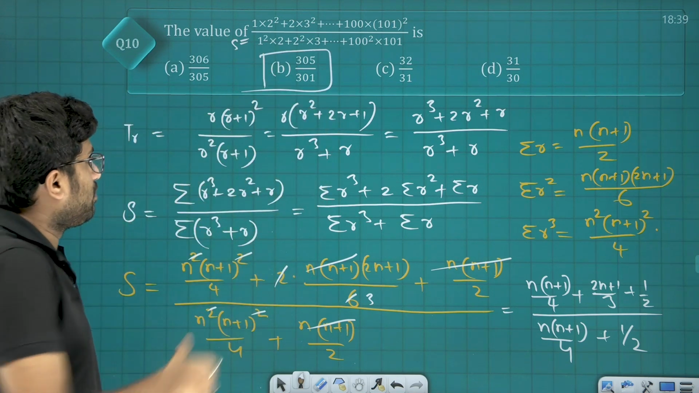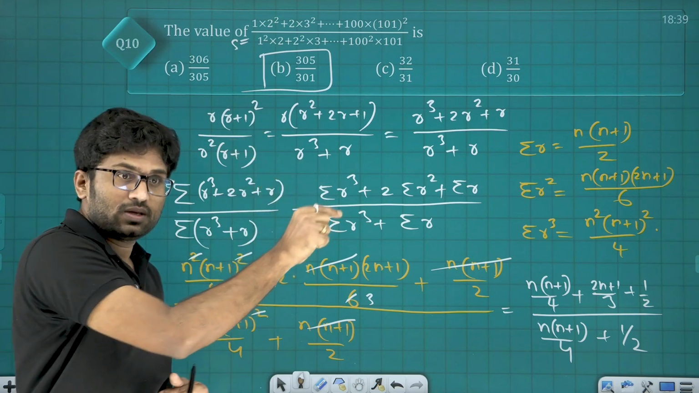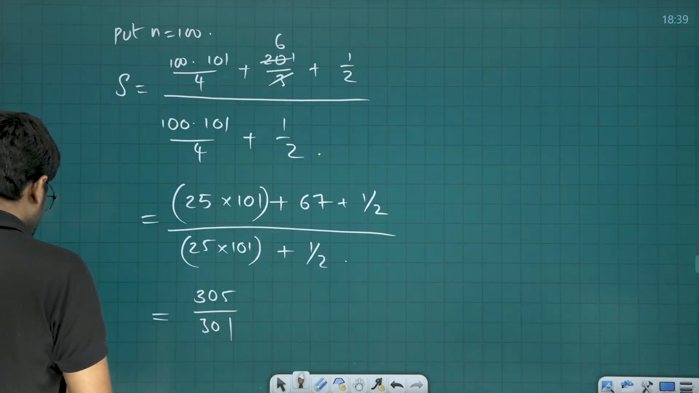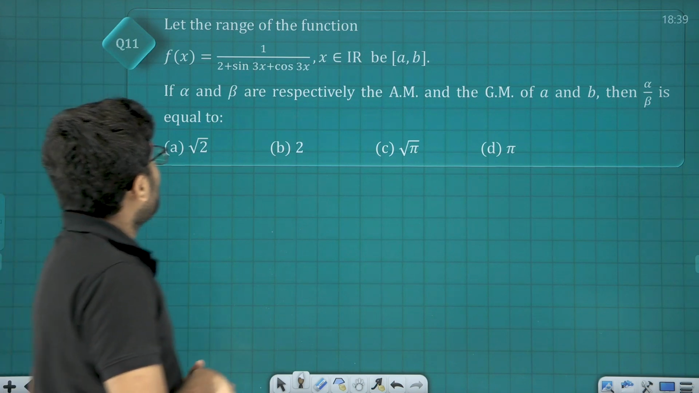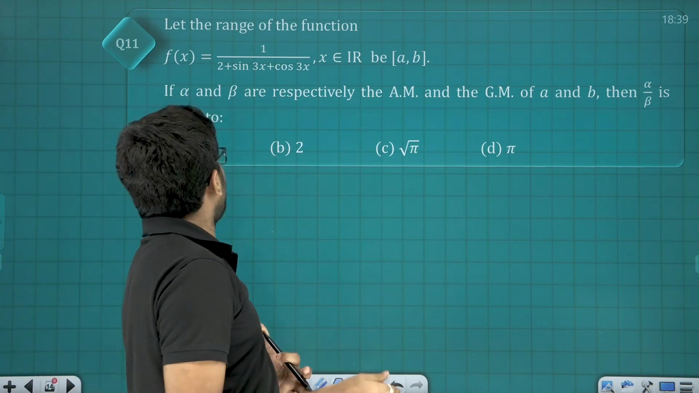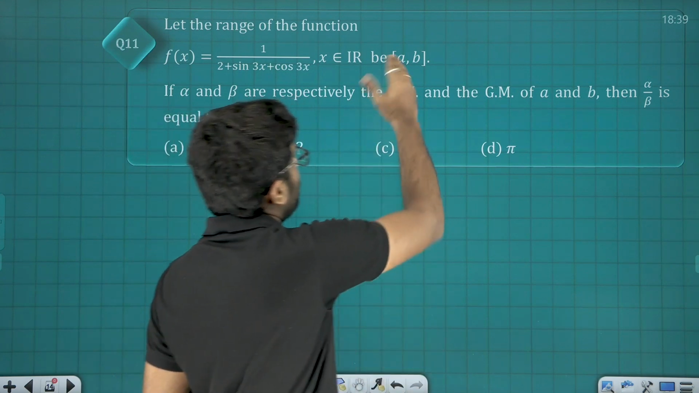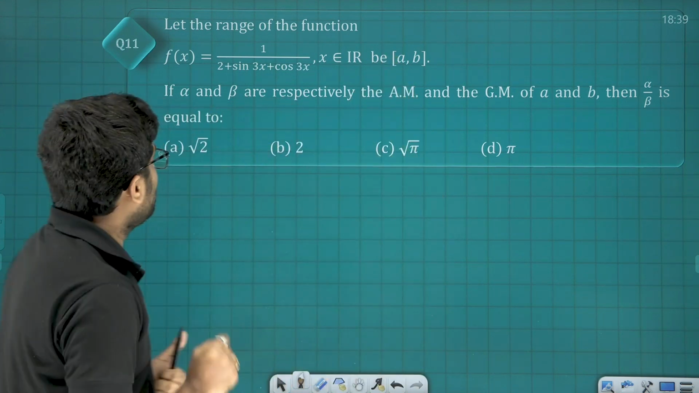Clear? Very simple. First identify the rth term, then apply summation to that rth term. Next question. Let the range of the function be the closed interval [a, b], and alpha, beta be respectively the AM and GM. First we have to find small a, small b.